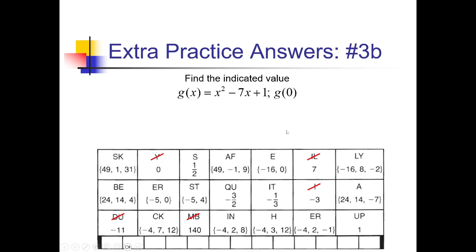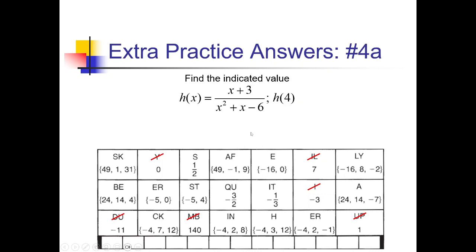Now for part B, we're taking the g function and plugging 0 in for all those x's. So 0 squared minus 7 times 0 plus 1. Anything with a 0 in multiplication, these first 2 terms really, is getting zeroed out. So this all just comes out to 1. And 1 is UP, so UP is gone.